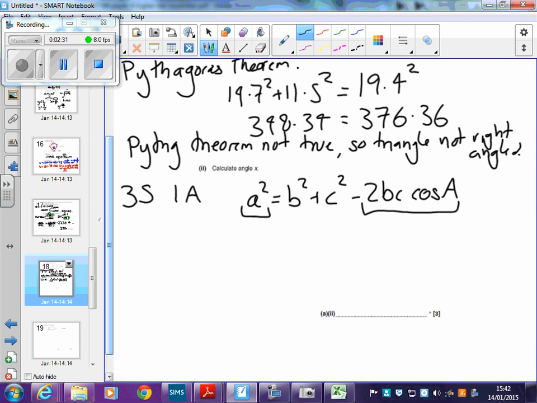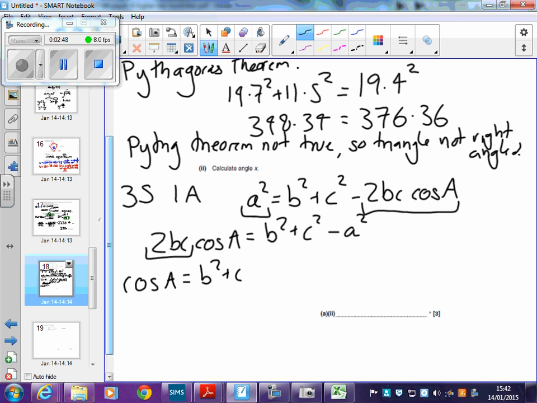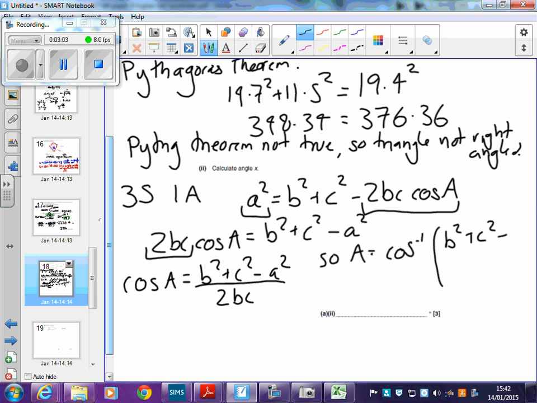So on the left, I've now got plus 2bc cos A, it's gone from minus to a plus, equals b squared plus c squared minus a squared, because it's gone to a minus. Next job, I'm going to take this 2bc and move that, and it's going to divide because it's times on the left. So I've got cos A equals b squared plus c squared minus a squared all over 2bc. And then I just need to cos minus 1 the other bit. So A equals cos minus 1 of b squared plus c squared minus a squared all over 2bc.